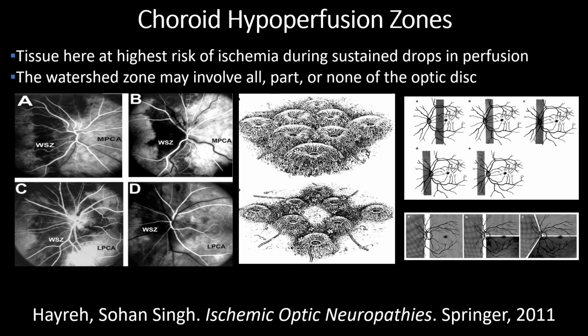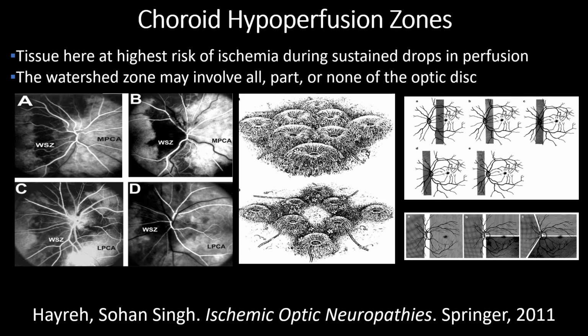Dr. Hayreh has written about choroidal hypoperfusion zones and watershed zones, and this is excerpted from his book on ischemic optic neuropathies, showing different examples on fluorescein angiography in the early phase of decreased filling, including part of the optic nerve here, or all of the optic nerve here. And the analogy is a sprinkler system in a lawn: if you had multiple sprinklers and you turned down the water pressure, there are areas in between that get reduced sprinkled water, similar to blood flow.